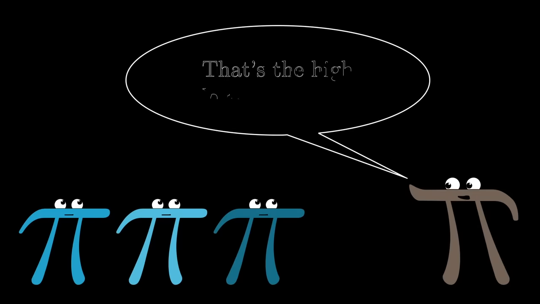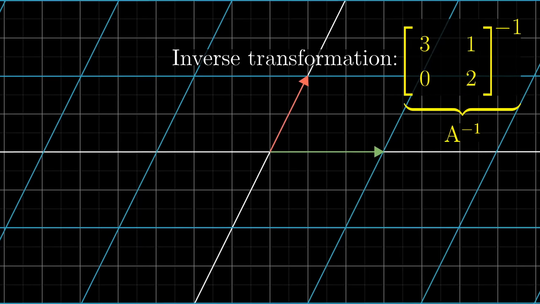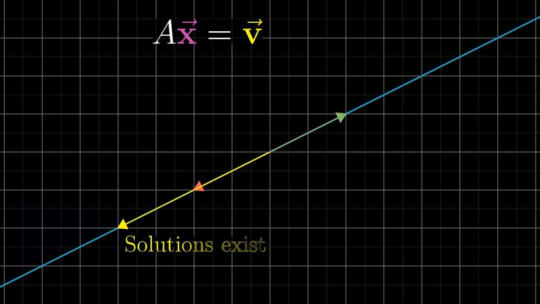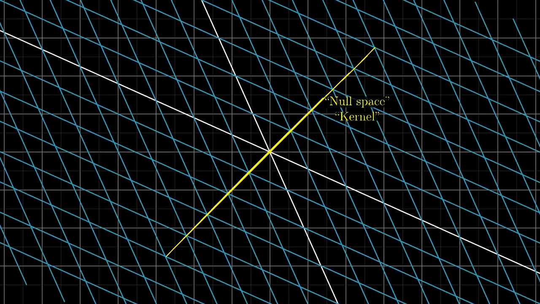So that's a very high-level overview of how to think about linear systems of equations geometrically. Each system has some kind of linear transformation associated with it. And when that transformation has an inverse, you can use that inverse to solve your system. Otherwise, the idea of column space lets us understand when a solution even exists. And the idea of a null space helps us to understand what the set of all possible solutions can look like.